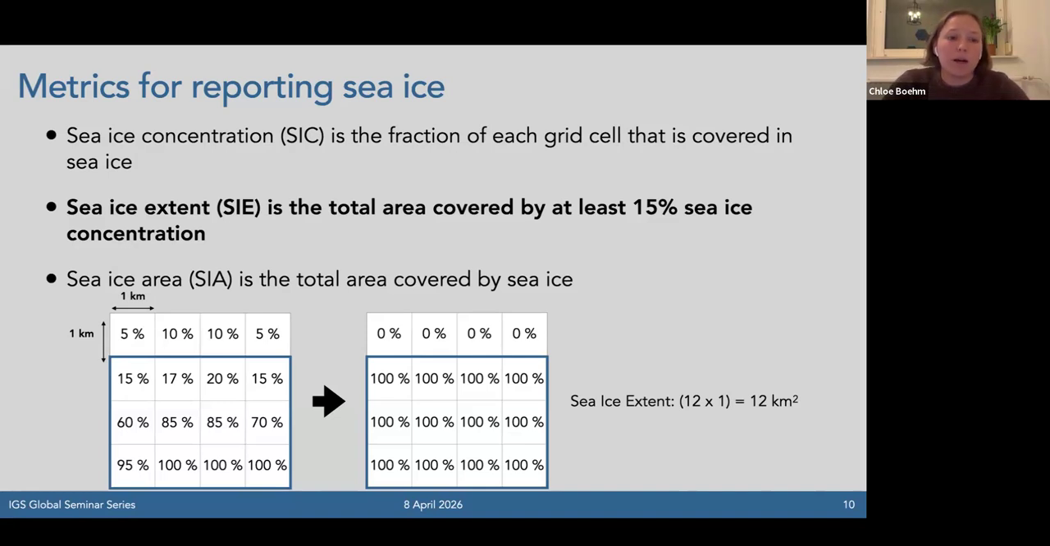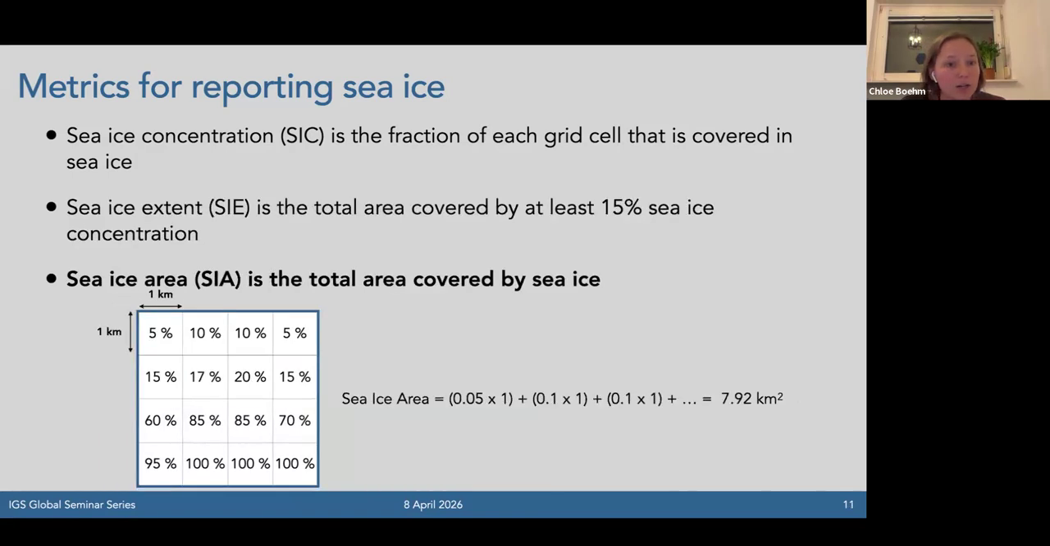And so this would be taking all of the boxes that have at least 15% coverage and counting basically all of the boxes here and calculating the area of all of those boxes. So in this little toy diagram here, our sea ice extent would be about 12 kilometers squared.